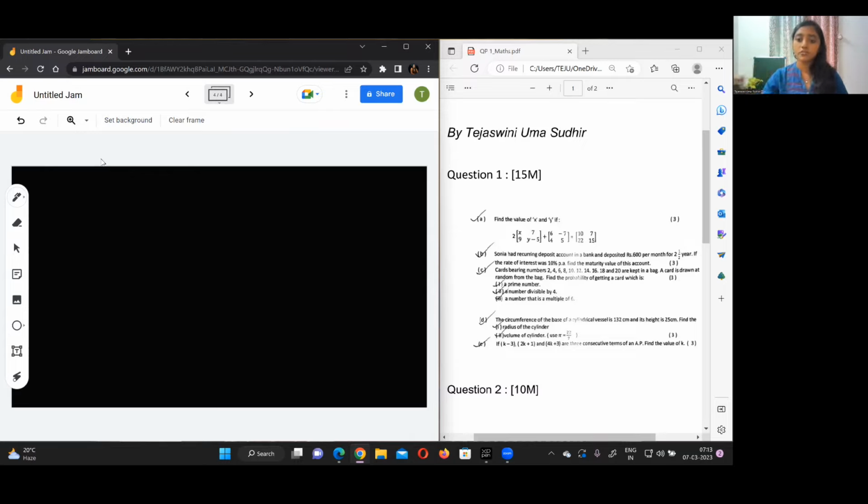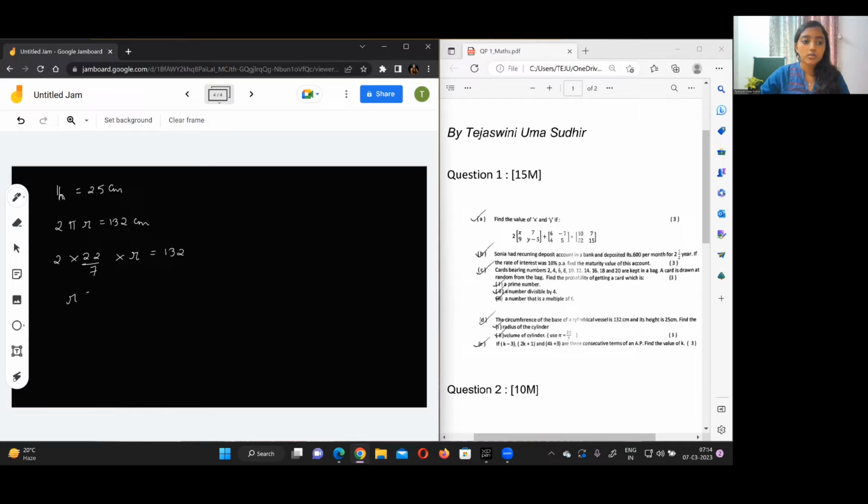So let's first write what is given to us. Height is given as 25 centimeters. H is equal to 25 centimeters. And it's also given that the circumference of the base of the cylindrical vessel, which is nothing but 2 pi r, is equal to 132 centimeters. First, they're asking us to find the radius of the cylinder. So what we can do, 2 into 22 by 7 into r is equal to 132.